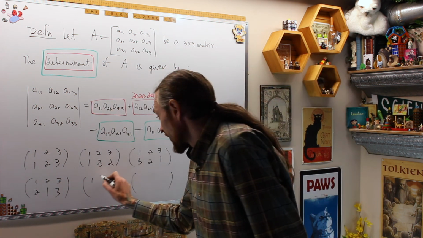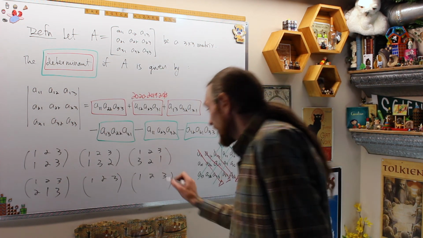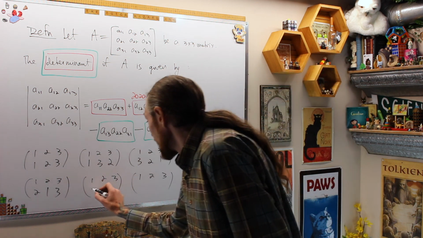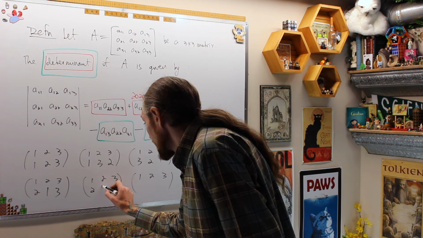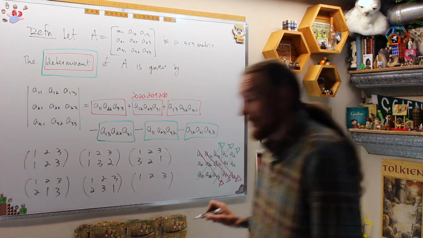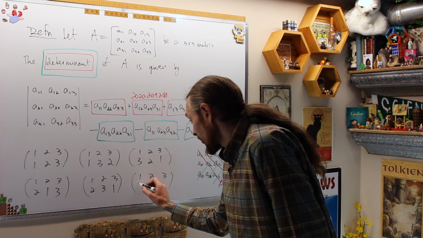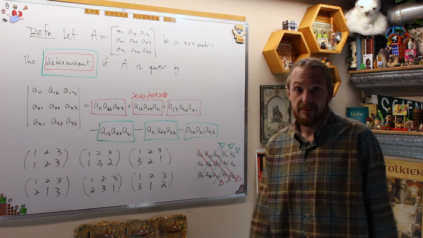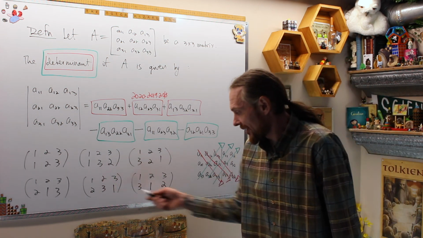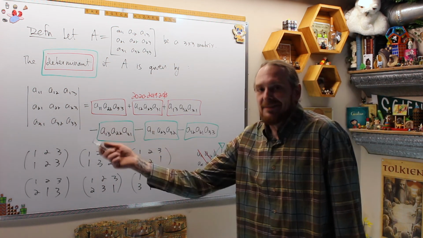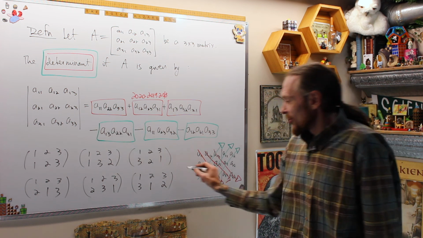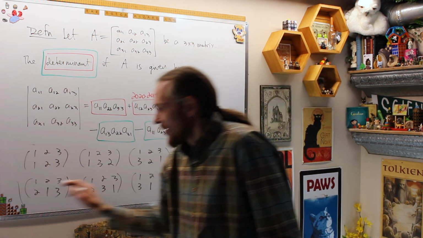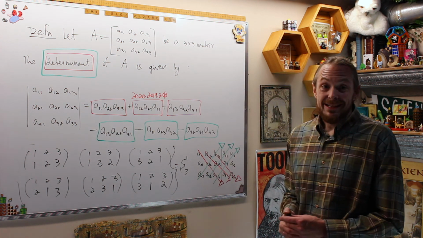And then 3 was fixed, and 1 went to 2, and 2 went to 1. Then what are the last ones? 1 went to 2, 2 went to 3, and 3 went to 1. Or then we can have 1 went to 3, 2 went to 1, and 3 went to 2. Either way, we have the 6 permutations. This is what we call S3, and there's 3 factorial, which is 6.